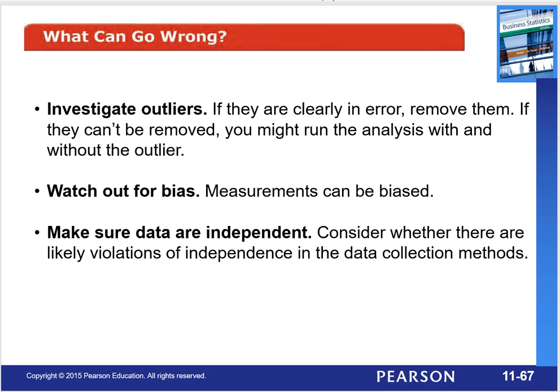You should investigate outliers. They're there. You should look out for them. They're scary. Watch out for bias in measurements because, if it's a biased sample, you shouldn't be using it because you probably won't get good results, number one. And number two, it's not going to meet the conditions to be able to use the sampling distribution. Make sure your data are independent.